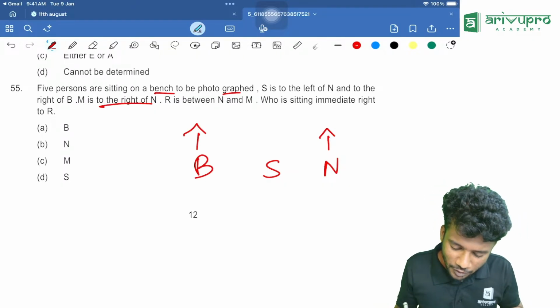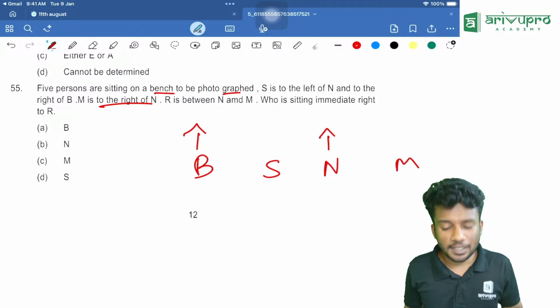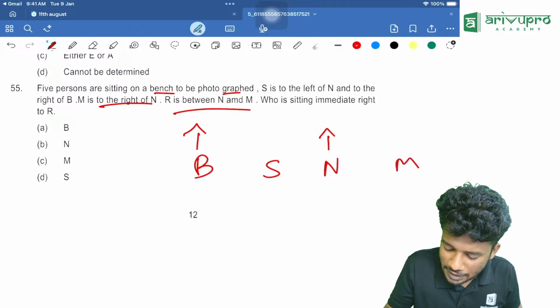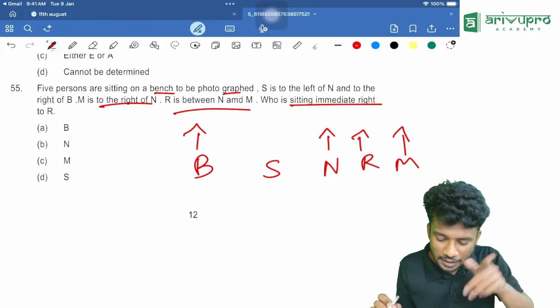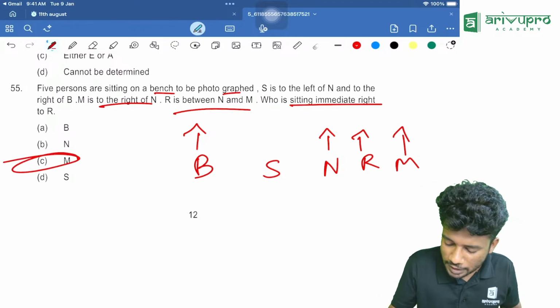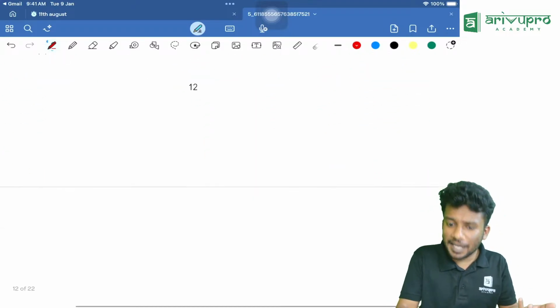M is to the right of N. R is sitting between N and M. So everything is done. Who is sitting immediate right of R? Answer is what? M is your answer. Yes.